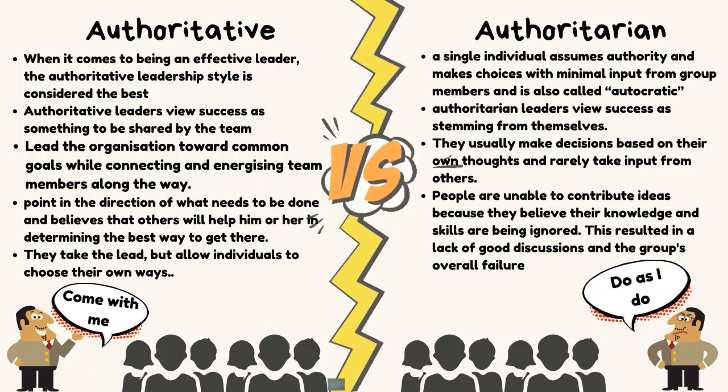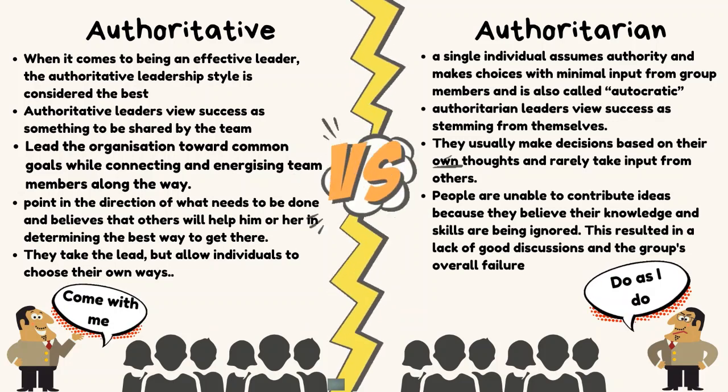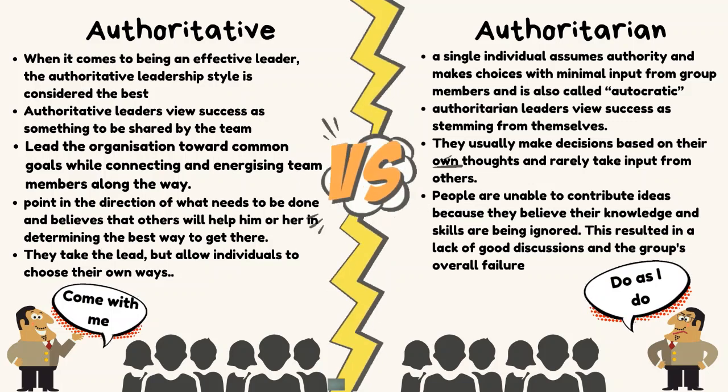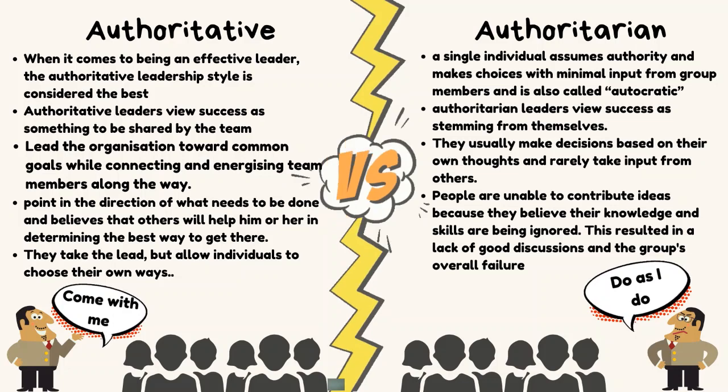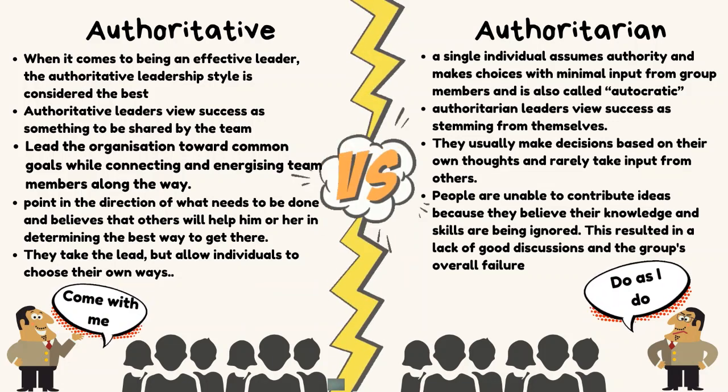Authoritative leader. The authoritative leadership style is considered the best, but in authoritarian, a single individual assumes authority, also called autocratic. Next, an authoritative leader views success as something to be shared by the team, while an authoritarian leader views success as stemming from themselves. Next, an authoritative leader leads the organization toward common goals, while authoritarians usually make decisions based on their own thoughts and rarely take input from others.